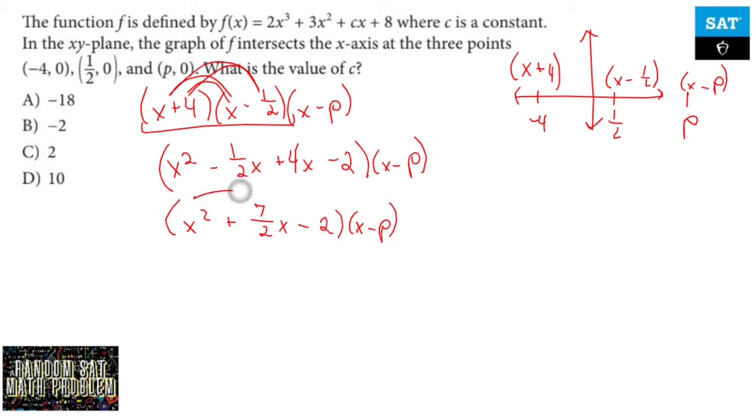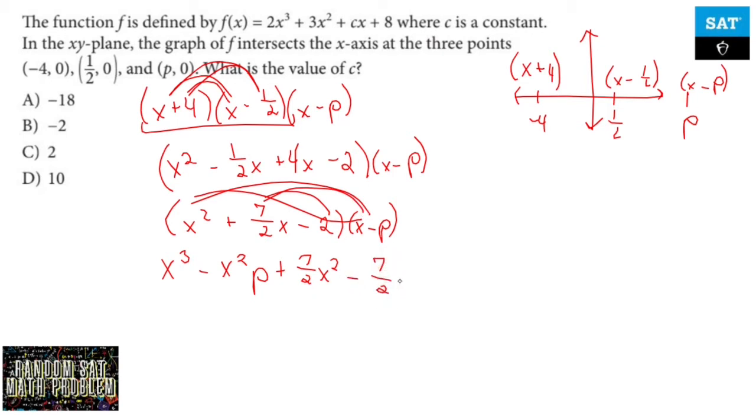Now I have to FOIL again. x cubed, x times negative p, so negative x squared p, plus 7/2 x squared, minus 7/2 xp, minus 2x, plus 2p.